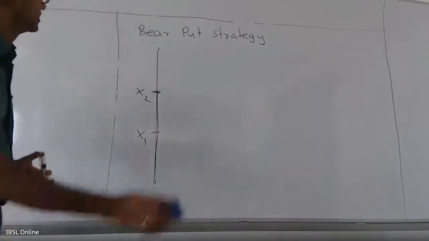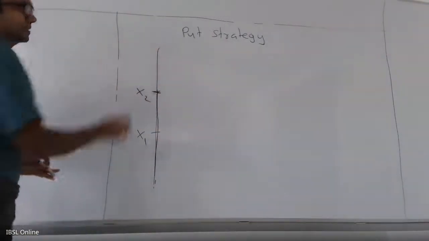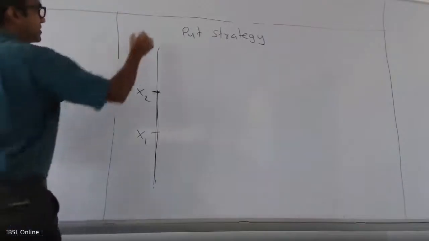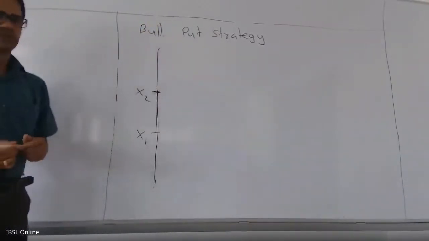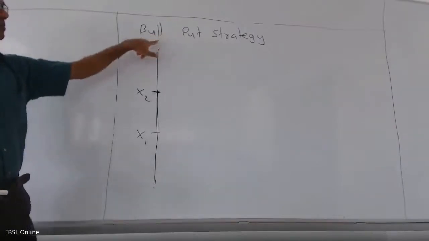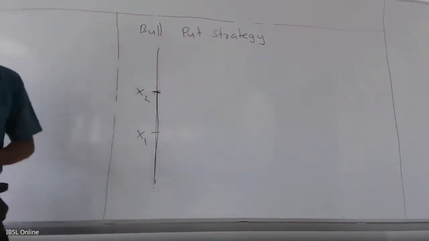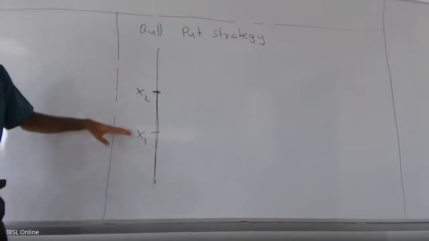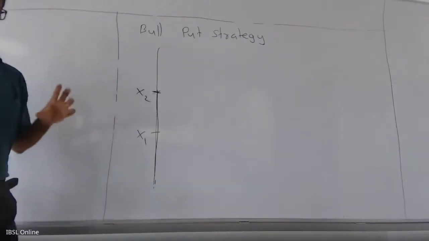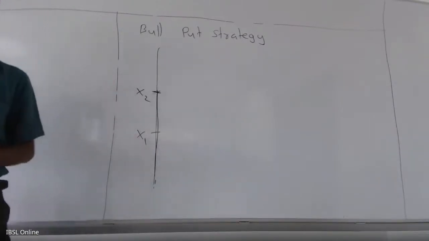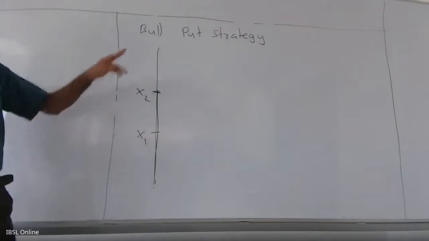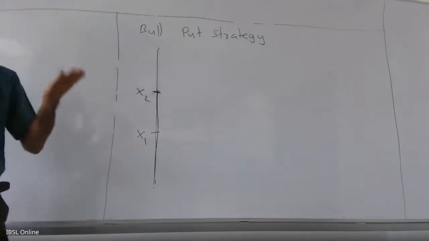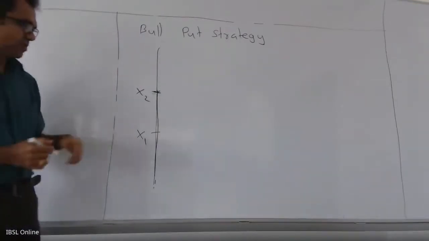Sorry. First we'll discuss the bull put strategy. I didn't explain the bull put strategy. So, bull put strategy. We have to buy and sell put options. What's the rule? In a bull, buy low, sell high. So you buy a put.